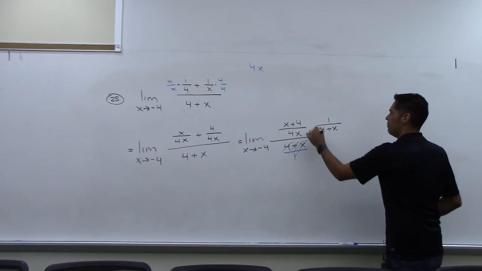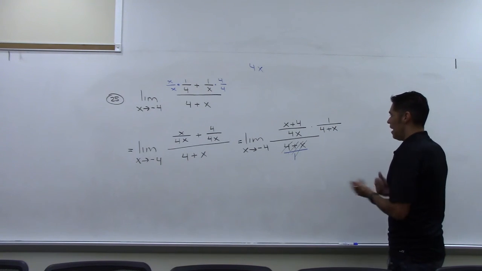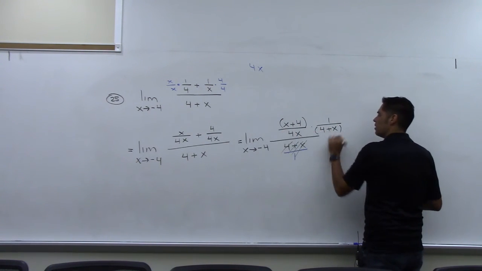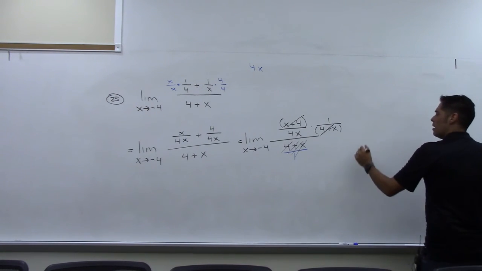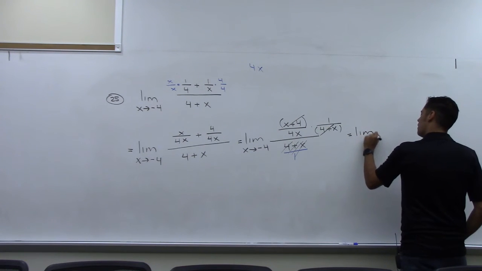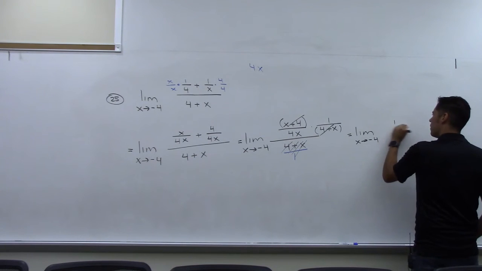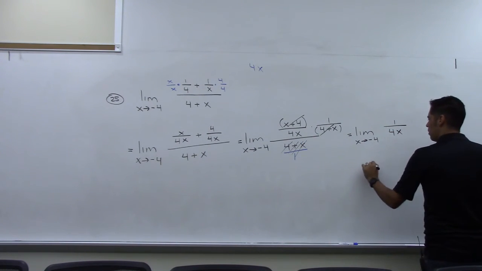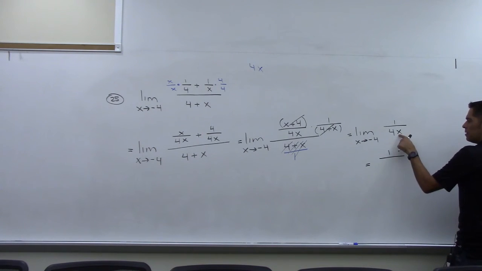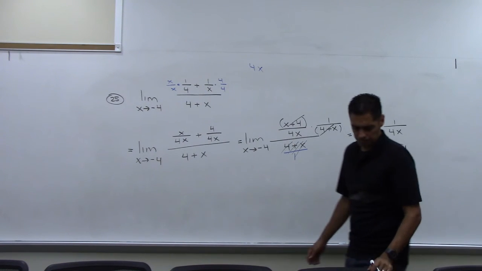This is the same, right? Multiplication of the reciprocal is the same as division. So now notice that this and this are exactly the same. They're just flipped. So I can cancel those. And now I just have the limit as x approaches negative 4. I have a 1 on top. I have a 4x on the bottom. Everything else is gone. And now just replace this with negative 4. You get 1 over negative 16. Very cool.